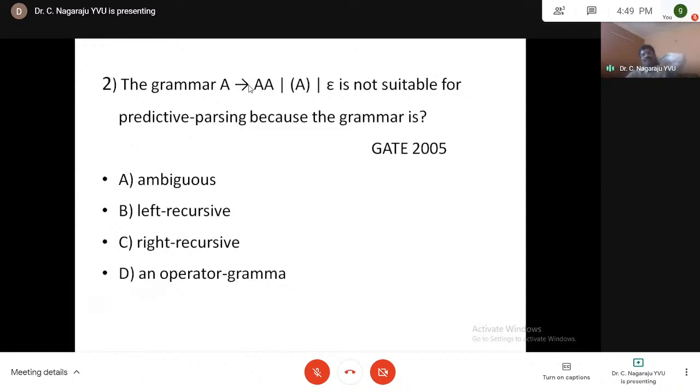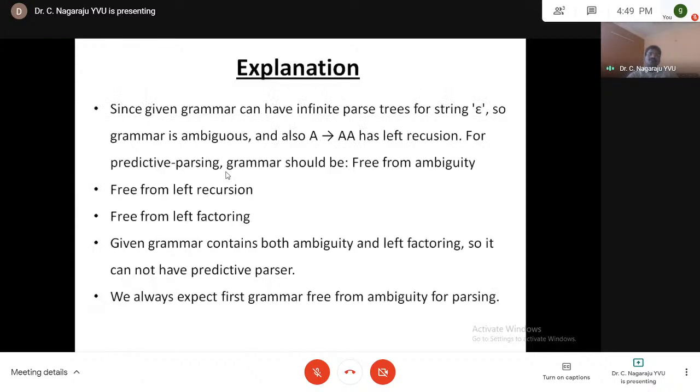A. Suppose when you are taking this production, A, epsilon, epsilon, epsilon. Here also we can take epsilon, epsilon. Here also we can take epsilon, epsilon, epsilon. So for this grammar more than one tree can be constructed. That's why it is an ambiguous grammar.